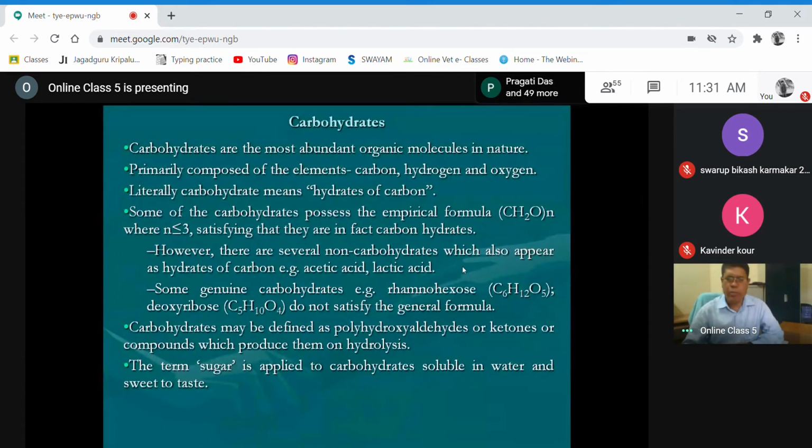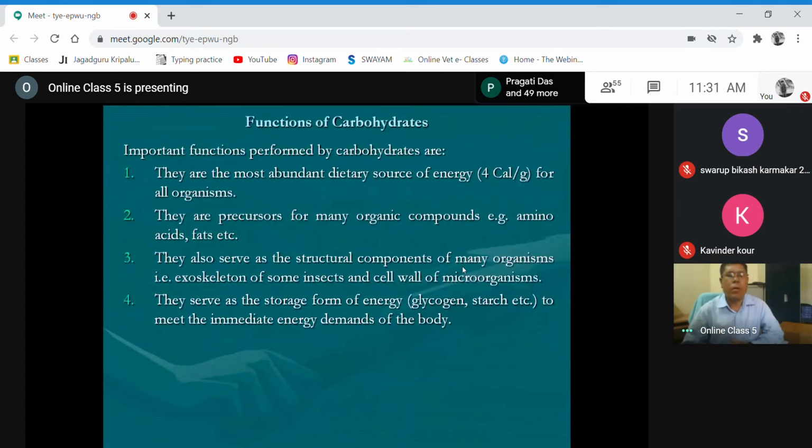Okay, so before we go to the carbohydrates, we need to know why these carbohydrates are important. Important means what type of functions these carbohydrates perform in our body. It may be in our body, it may be in the animals, it may be in the case of the plants. So that means it is the function of the carbohydrates in the living organism. So what are the important functions?